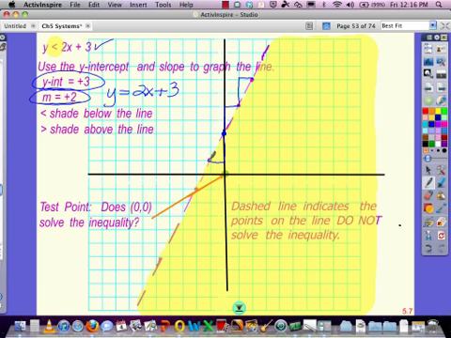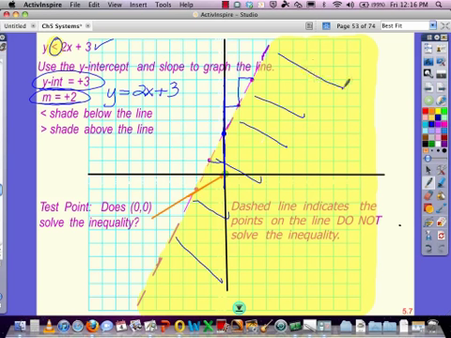Now, I made the line dashed, as you'll notice, because the original inequality was a less than, and less than does not include the line. So I made it dashed for that reason. From there, I want to know where are the y values less than my line. Here's my line. Here's the y-intercept. Up here they would be greater, down here they would be less than. So that's why I've shaded this side of that line.